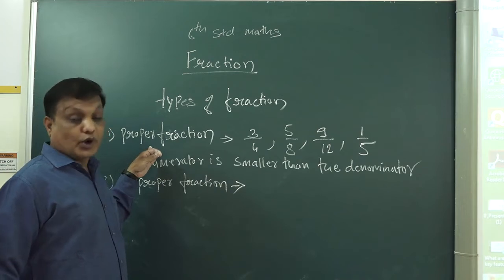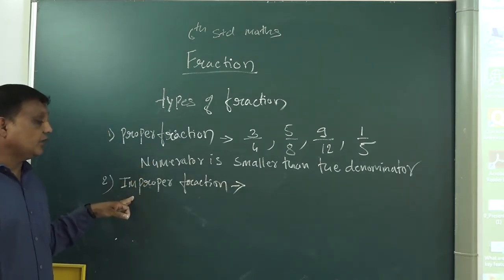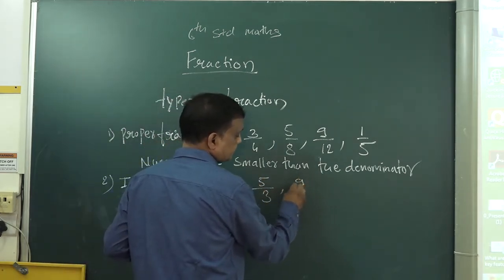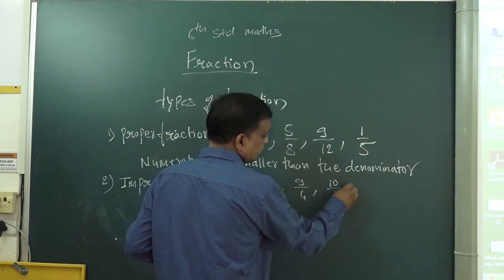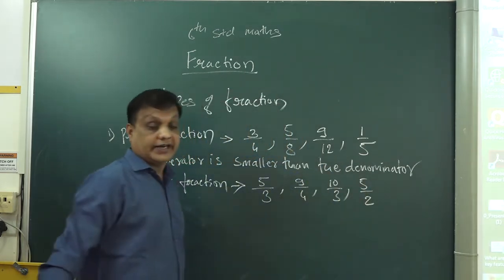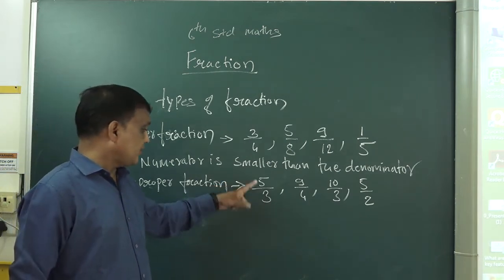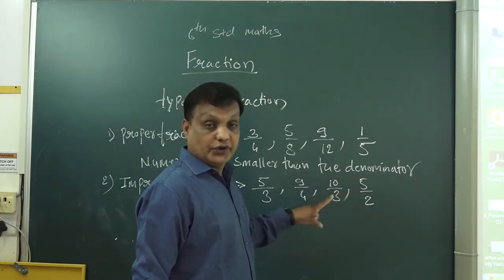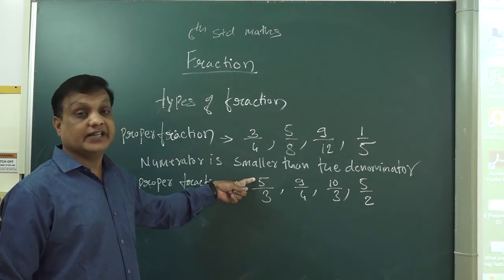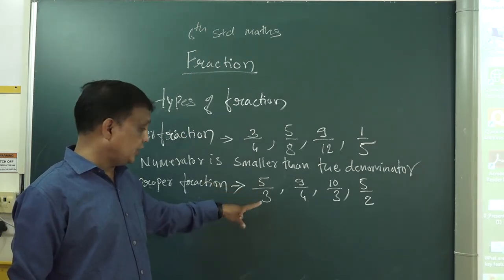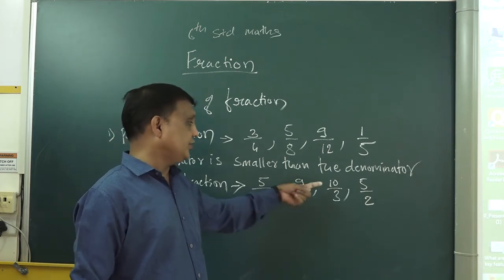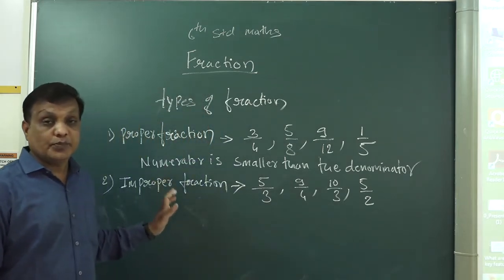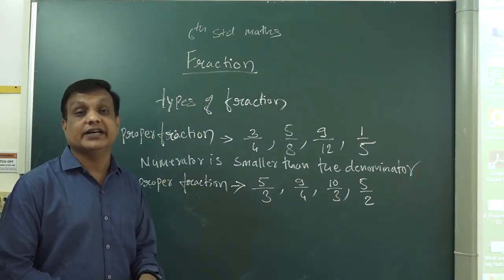First we saw proper fraction. Now the second one we are seeing is improper fraction. Here I have written some more fractions: 5 upon 3, 9 upon 4, 10 upon 3, 5 upon 2. If you see here, the numerator is greater than the denominator. It means in an improper fraction, the numerator is always greater than the denominator.